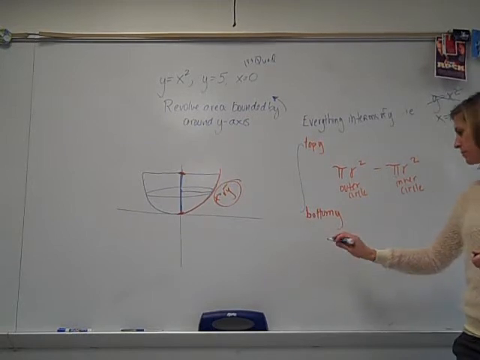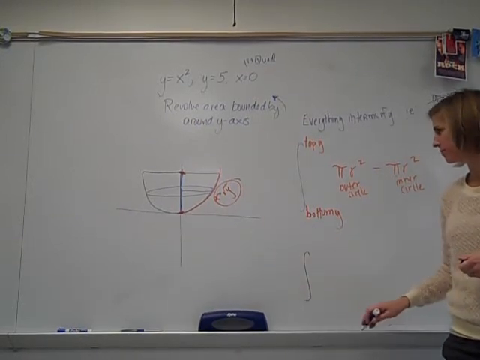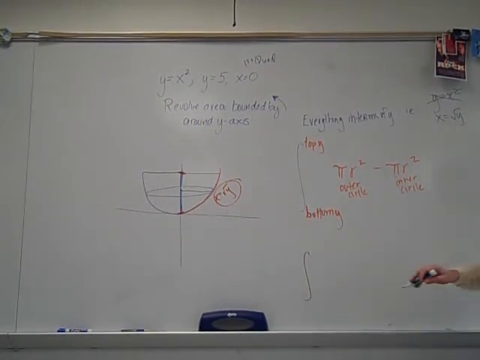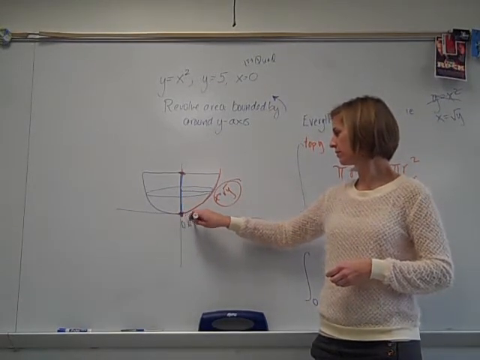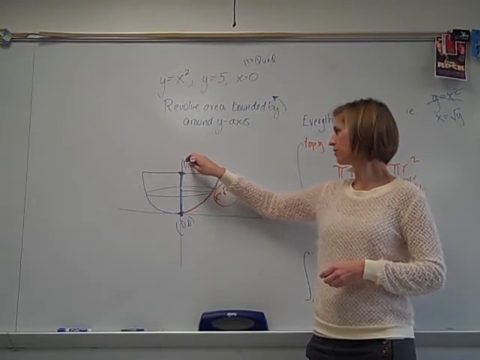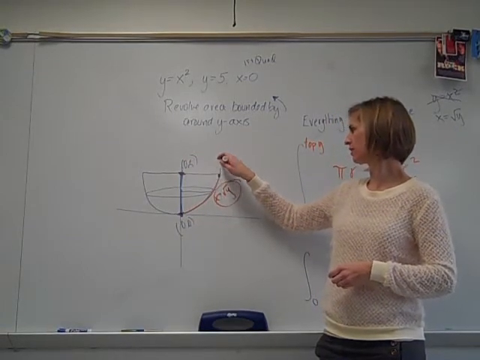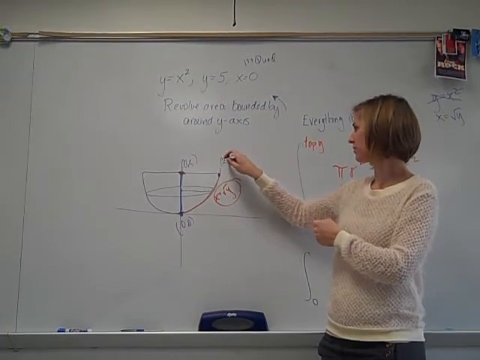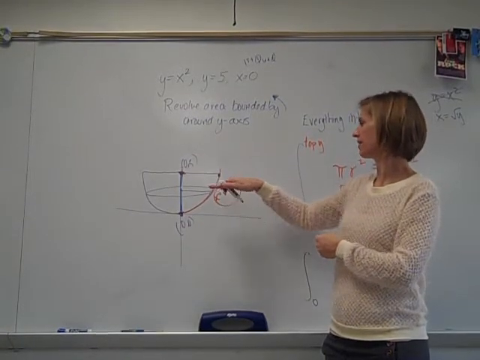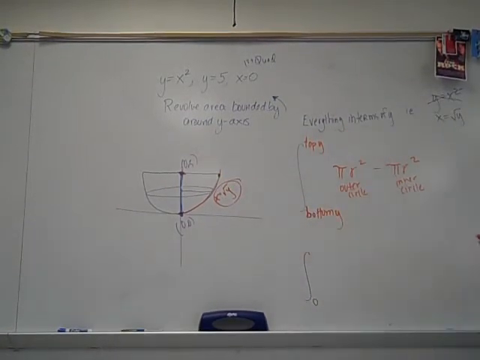So in this case, what's my bottom y? 0. Okay, this started here at 0, 0. And I'm stopping over here at whatever that is, root 5, 5. But all I need is the y value. So I'm going from 0 on the bottom to 5 on the top.